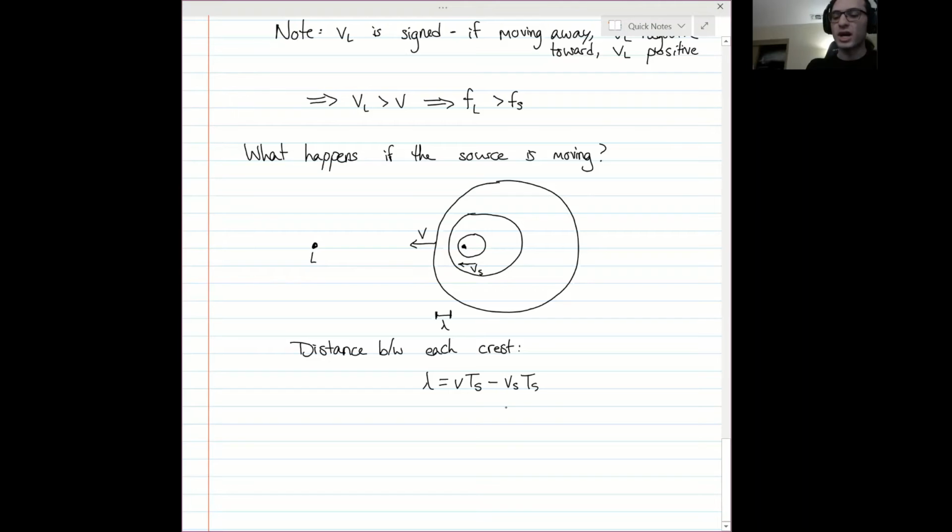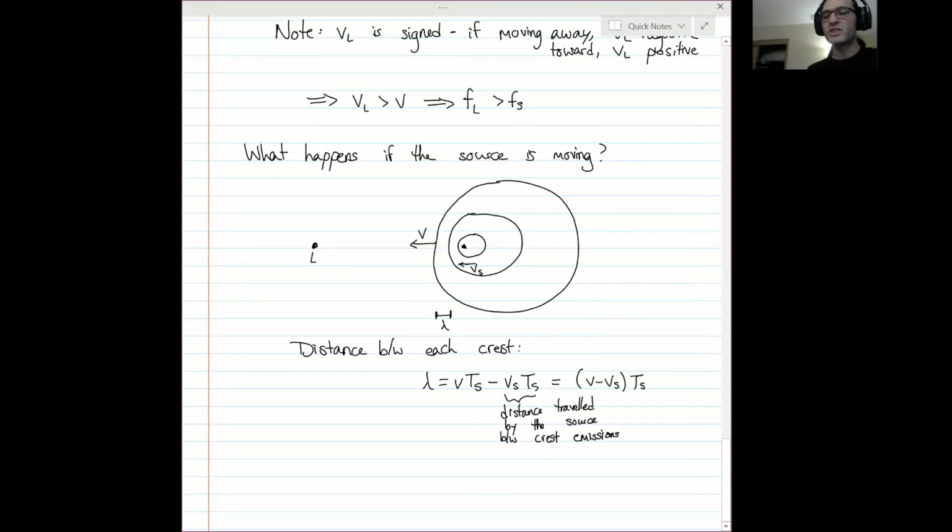This is the distance traveled by the source between crest emissions. So in the time it takes for the source to emit one crest, it travels a certain distance because it's moving. And so if we want to compute the distance between each of those crests, we have to take that into account because now the next crest is emitted further along. So we can factor this. This is V minus Vs times Ts.